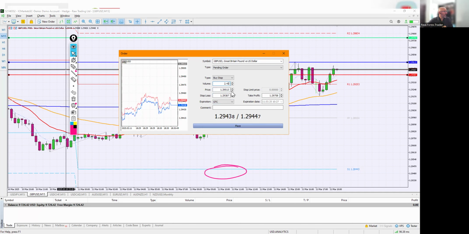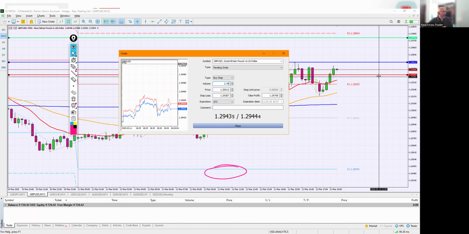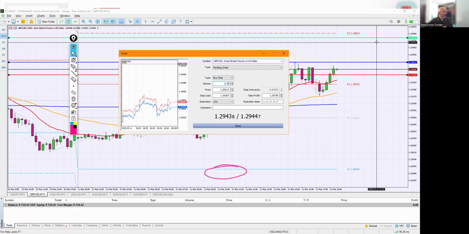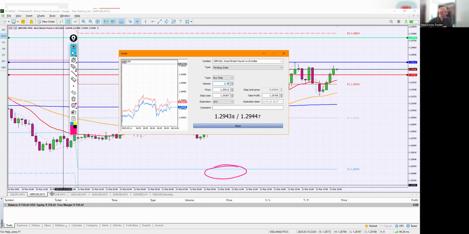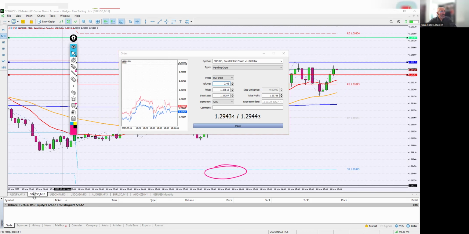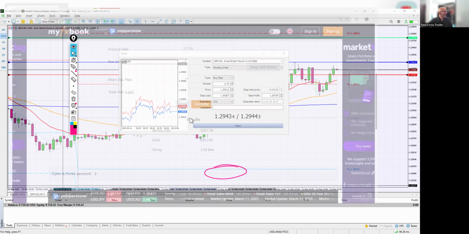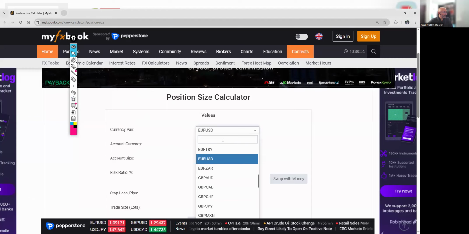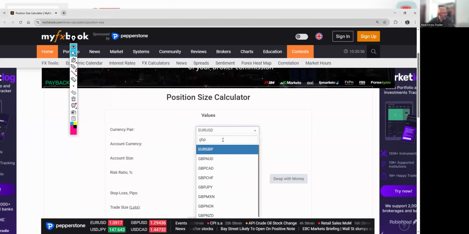Let's verify. My entry point, okay. My stop loss, okay. My take profit, perfect. The lot I'm using, perfect. The currency pair, oh my God, look at this. In my chart it is pound versus dollar, and on the website it is euro versus dollar. So, it happens. Basically I change here and look for that pair, GBP/USD.